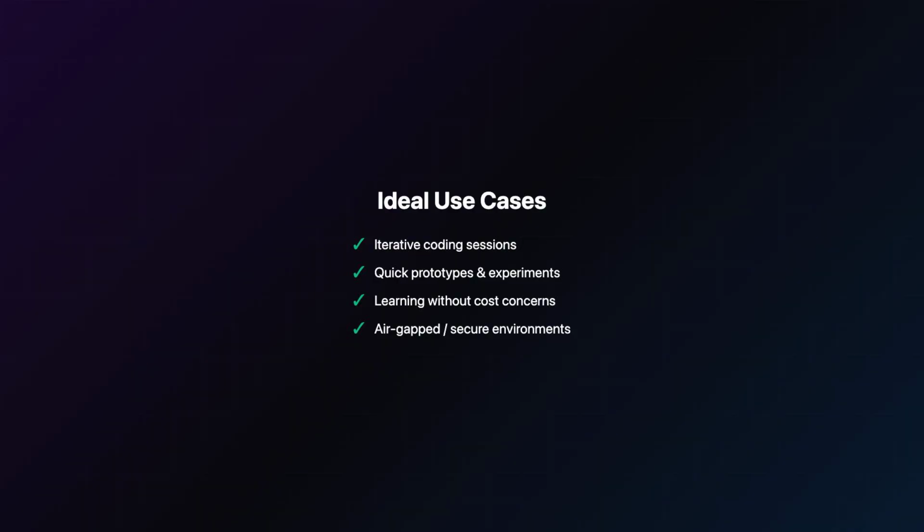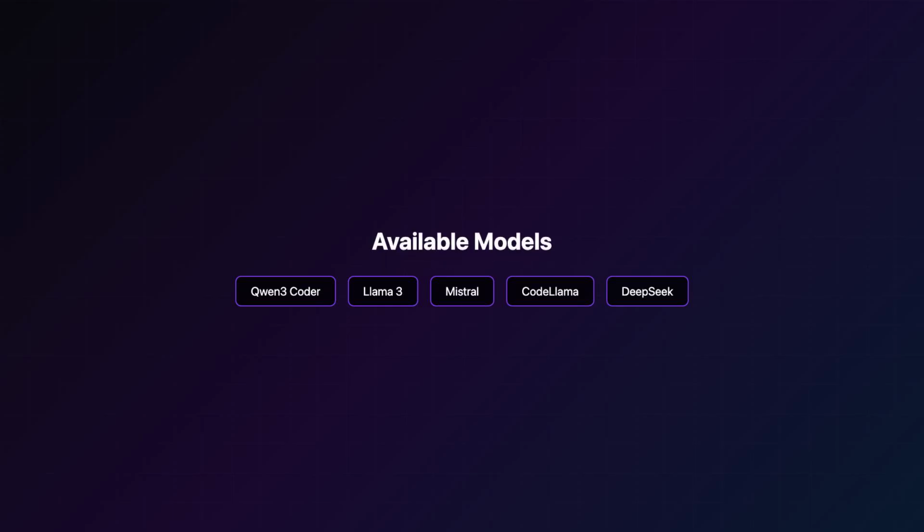How do you set this up? Step 1. Install Ollama from ollama.com. It's a simple download for Mac, Windows, or Linux. Step 2. Pull a coding model. Run ollama pull qwen3-coder or whatever model you prefer. Step 3. Launch Claude Code with your local model using ollama launch claude --model and your model name. That's it. You're now running Claude Code completely locally.